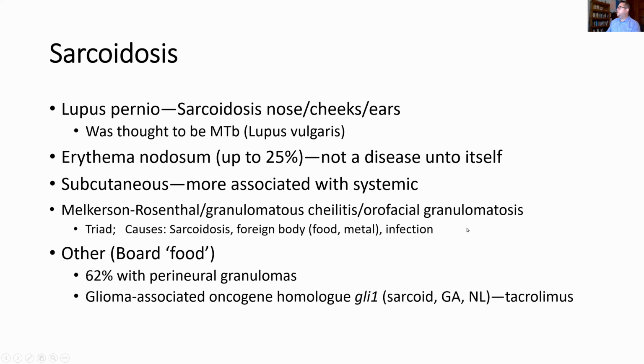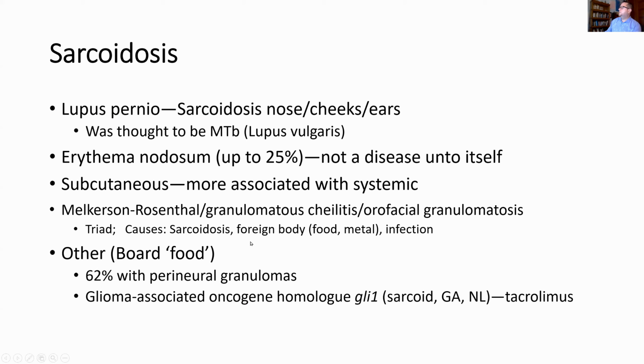The use of the term orofacial granulomatosis was an attempt to join these entities, the Melkersson-Rosenthal and granulomatous cheilitis, into one entity. And so it's just important to remember it's the triad. So we have a sarcoidal granulomatous process around the mouth. So you biopsy it, you get the granulomas. We have the orofacial nerve palsy, fissured tongue, the lingua plicata, and then the granulomatous.